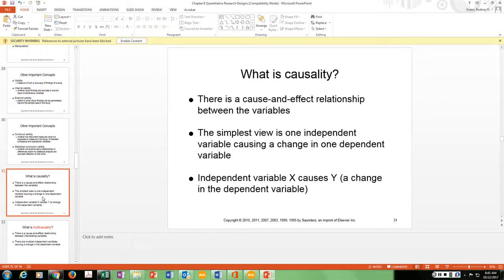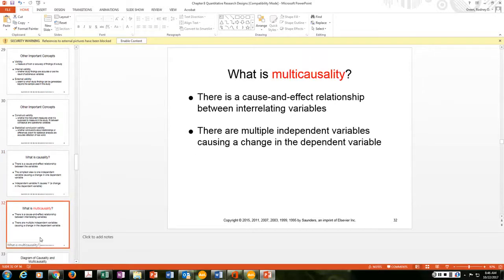What is causality? Causality says that there is a cause and effect relationship between the variables. The simplest view is one independent variable causing a change in one dependent variable. So independent variable x causes a change in y, the dependent variable. So that was causality. Now, multicausality states there is a cause and effect relationship between interrelating variables. There are multiple independent variables causing a change in the dependent variable.